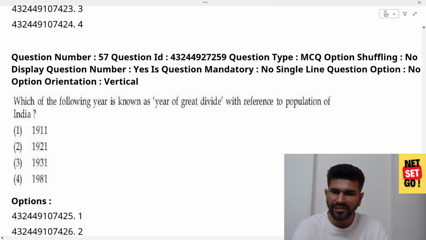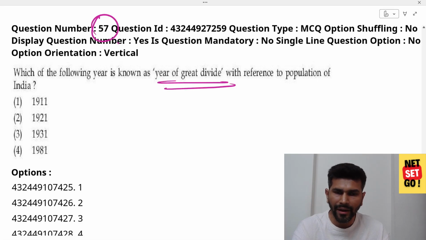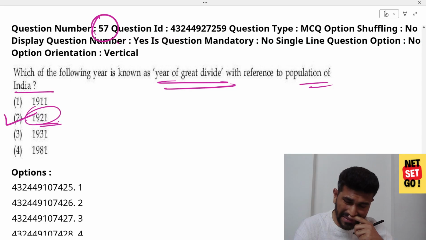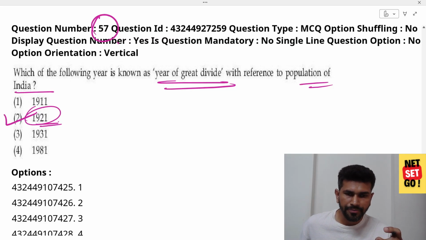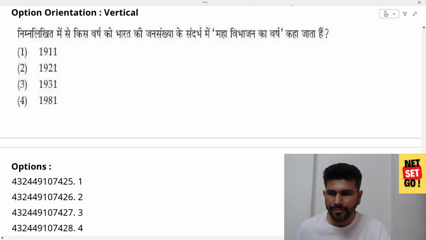Next, question number 57. Which of the following year is known as the year of Great Divide with reference to population of India? 1921 is correct answer. It is the year in which the population has declined. 1921, year of Great Divide.